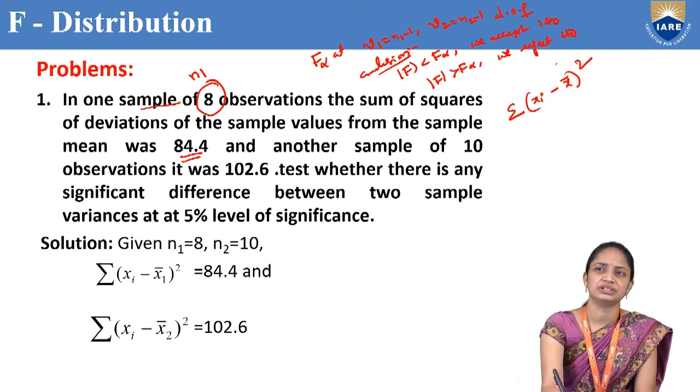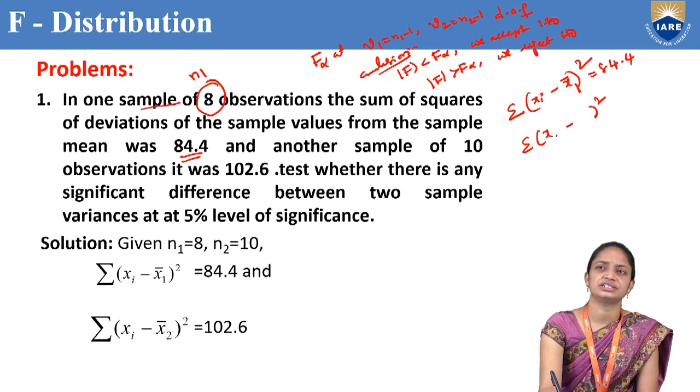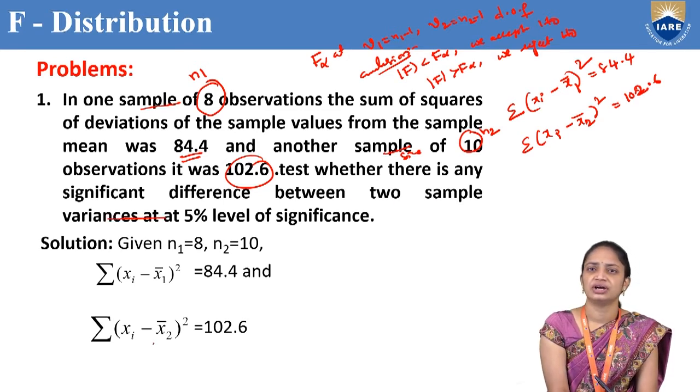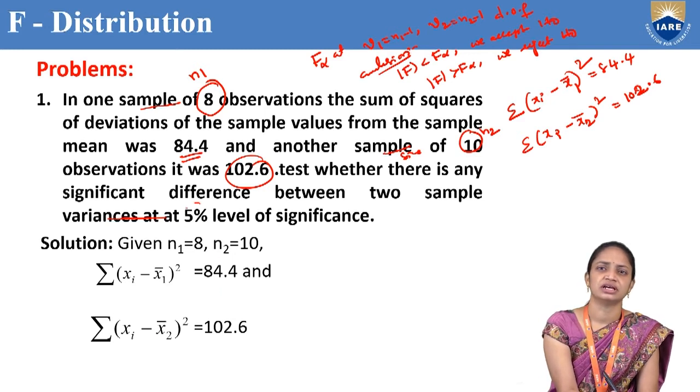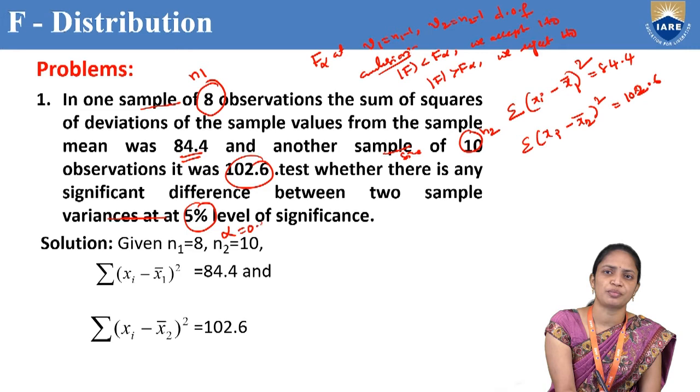Here we have two samples. The sum of squares of deviations from the first mean is 84.4, and from the second mean it is 102.6. The second sample size is n2 equal to 10. Here we are going to find whether there is any significant difference between these two sample variances at 5% level of significance. That means alpha equal to 0.05.